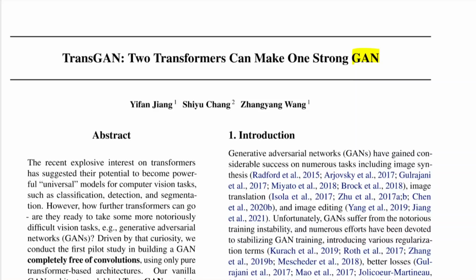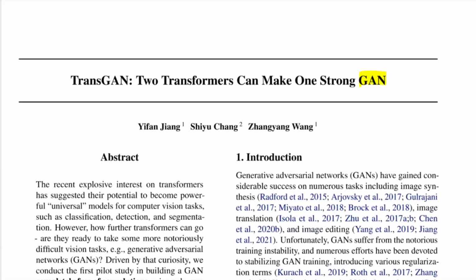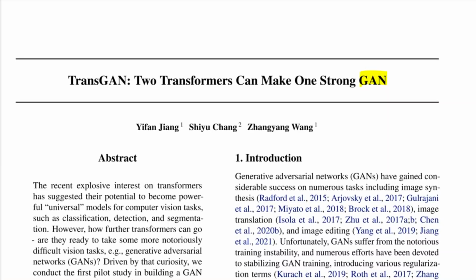They discuss what is needed to do that, how they built the architecture, and there are a couple of training tricks that make this work and actually make this competitive to current state-of-the-art architectures. So the biggest data set they tackle is CelebA, which is 64 by 64 pixels. But their numbers suggest you can scale this much larger. The model is called TransGAN.